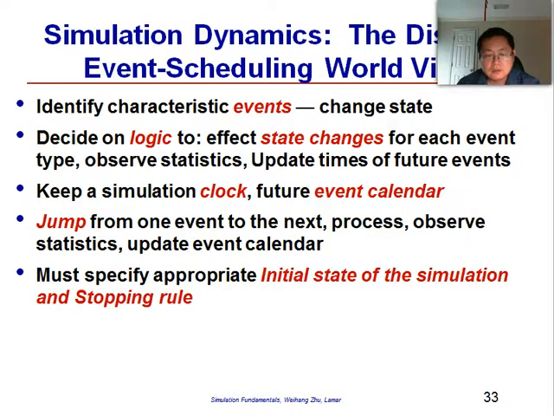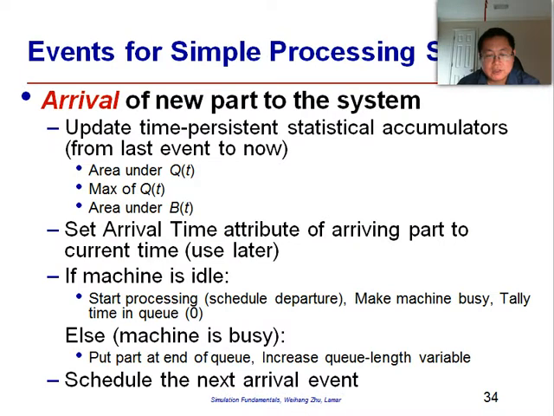Let's again have an overview of the simulation dynamics. During the simulation, we change the entity attributes and the global variables based on events. When a new part arrives, we need to do a few things. First, we need to update statistical accumulators. We set the arrival time attribute of the part. We see if we can get the machine resource. We will then schedule the next arrival if necessary.